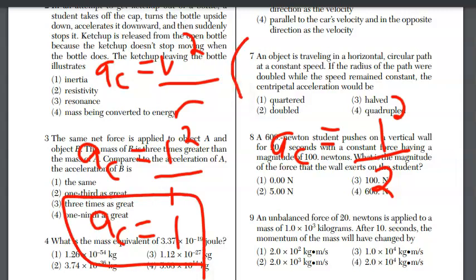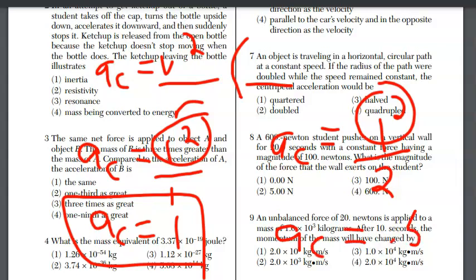Now in the question, I'm asked if the radius of the path were doubled. So it's not 1 meter anymore, it's 2 meters. What happens to the centripetal acceleration? I'm going to plug in the same value for V and solve for AC. Well, 1 times 1 is 1, 1 divided by 2, and AC is going to be equal to 0.5. In other words, the radius was doubled and the centripetal acceleration was halved.